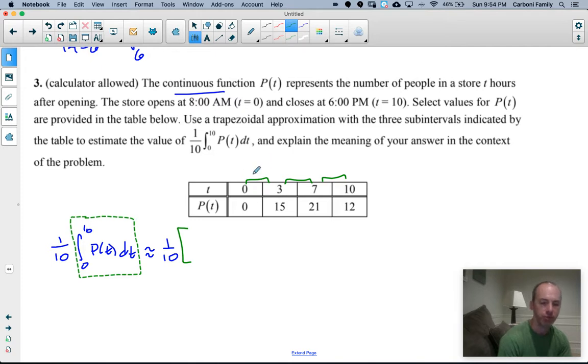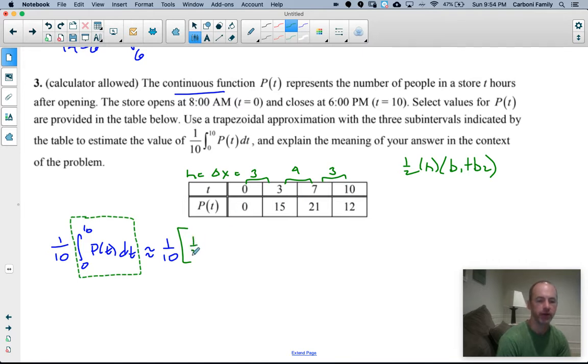And then the trapezoids, these delta x's from 0 to 3, 3 to 7, and 7 to 10, the delta x's are inconsistent. So we would have to measure these trapezoids individually. And so the area of a trapezoid is 1/2 the height of the trapezoid times the sum of the bases. The height of the trapezoid is the delta x. And the bases are the function values.